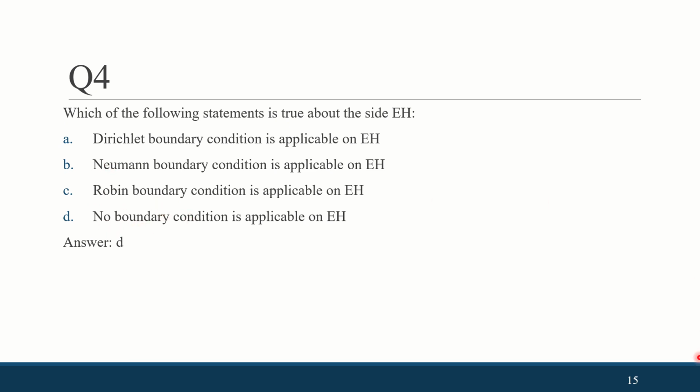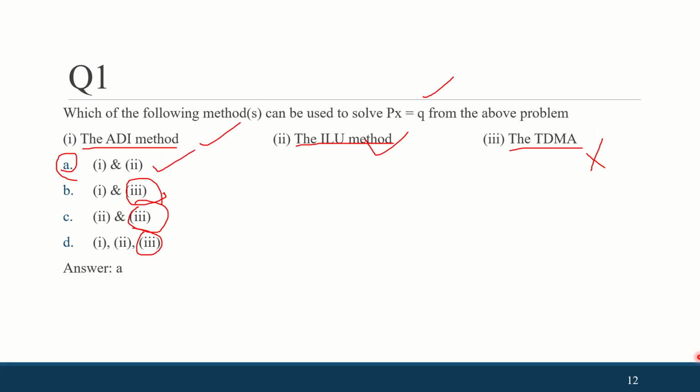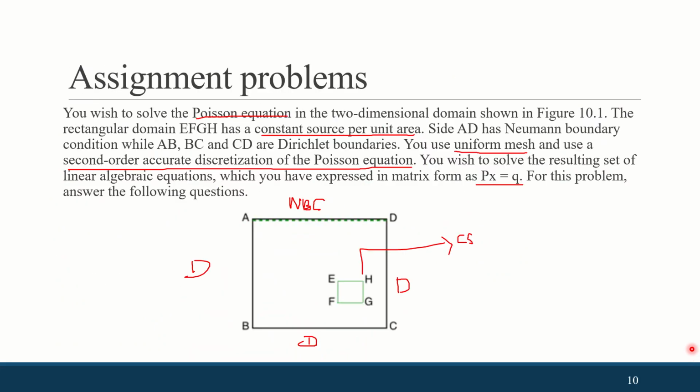Okay, given the definition, we should see what it is for the EH side. We have the side EH, so we know EFGH is a constant source per unit area. A thing to be noted is we are solving the Poisson equation in this complete domain. Since this domain has a constant source per unit area, but if we see this, we can see that it is not in the boundary, it is in the interior plane. So we won't be requiring any boundary conditions to be used in this area.